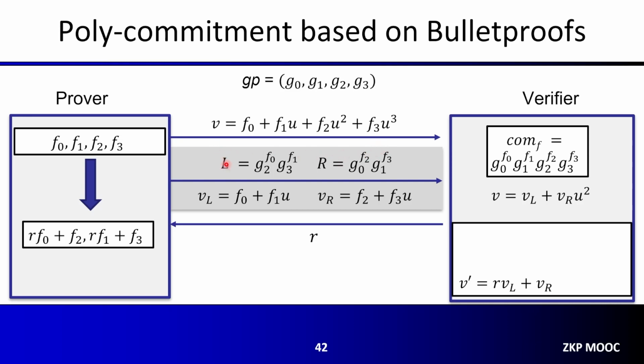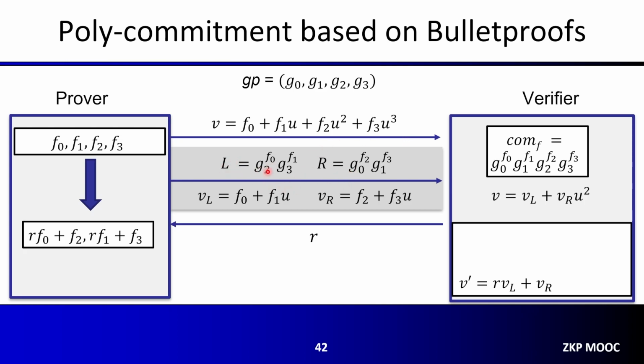So in addition to this VL and VR, in the same round, we are going to ask the prover to send two more commitments. The first one is G2 to F0 times G3 to F1, and the second one is G0 to F2 times G1 to F3. So intuitively speaking, this is the commitment to the first half of the polynomial, and this is the commitment to the second half of the polynomial. That's why I name it L and R.